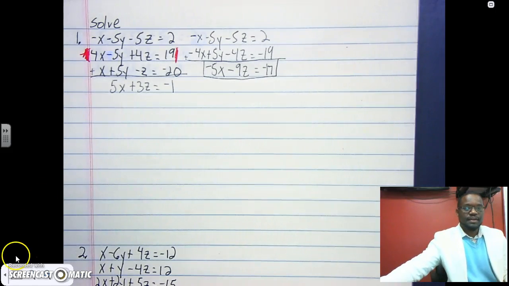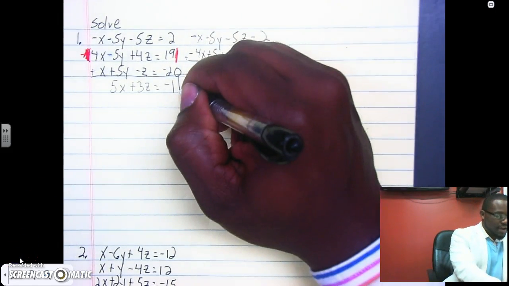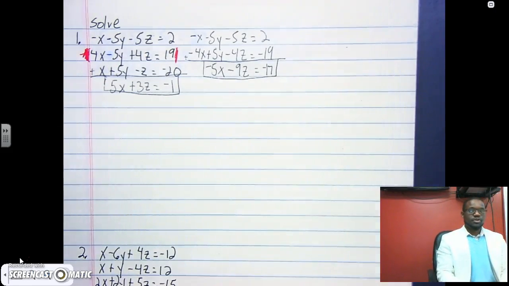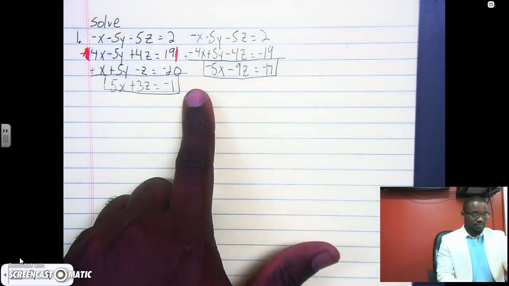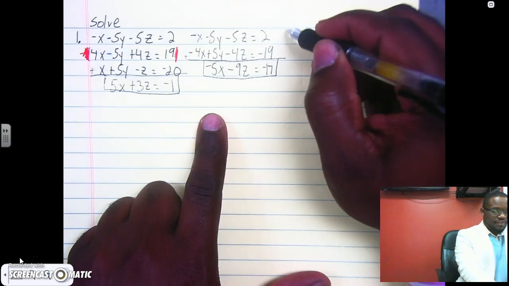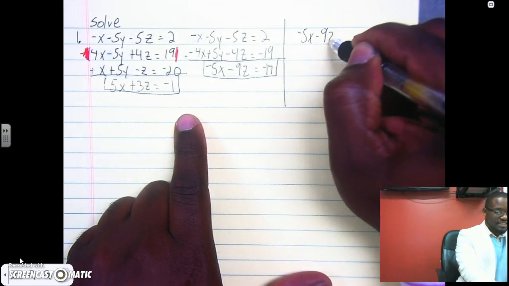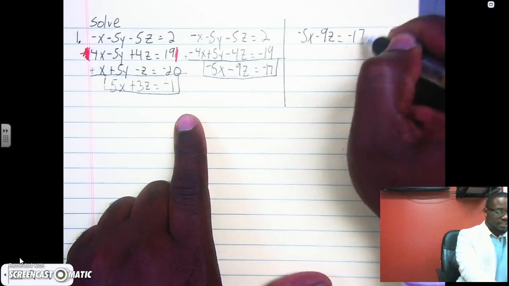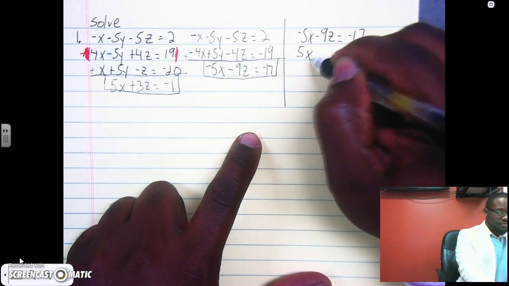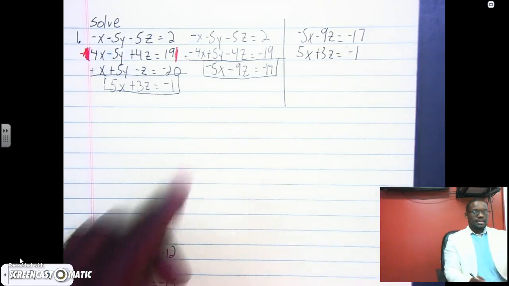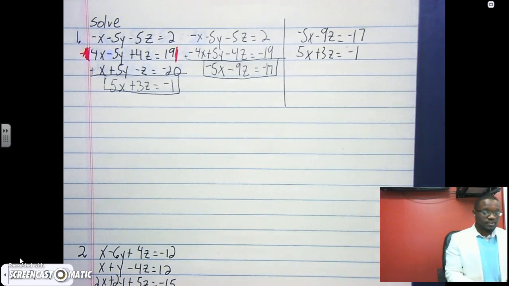Okay. Now, alright, so I have 2 equations here. You don't have to box this. I'm just showing you what 2 equations I'm about to use. I'm going to take both of those 2 equations here, and I am going to line them up on top of each other. Negative 5x minus 9z equals negative 17, and 5x plus 3z equals negative 1. Now I'm going to combine these 2 equations. All this is spelled out in those steps I just showed you.